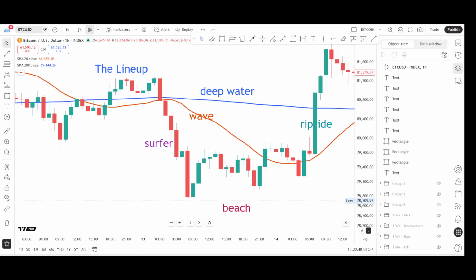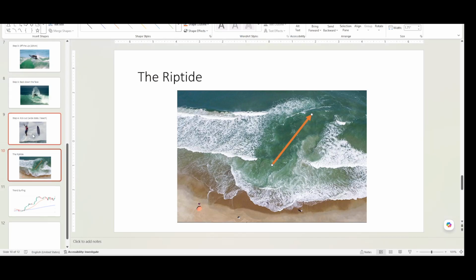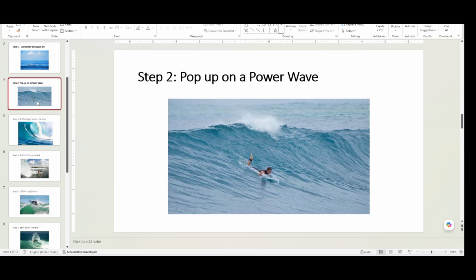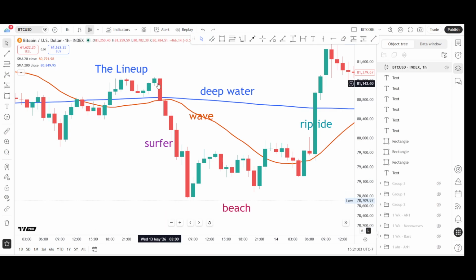This is down the face of the wave. Let me see if I can bring this up. I think it's right here. We pop up on our wave. We come down the face of the wave. And that's what this is right here. That is down the face of the wave. And we're going to do a little bottom turn and pull back. And maybe it gives us another run. Maybe it doesn't. In this case, it didn't. And that was the end of it.